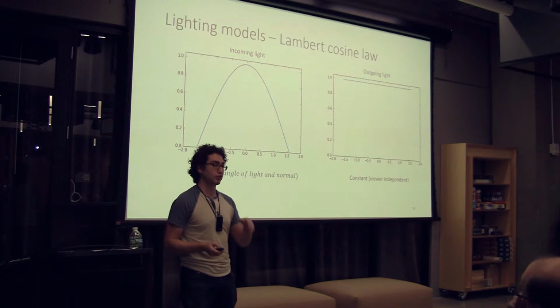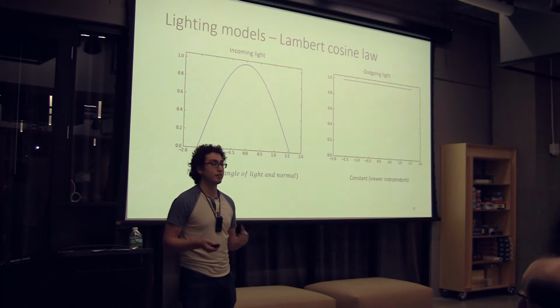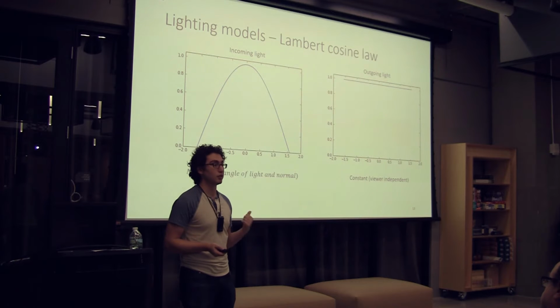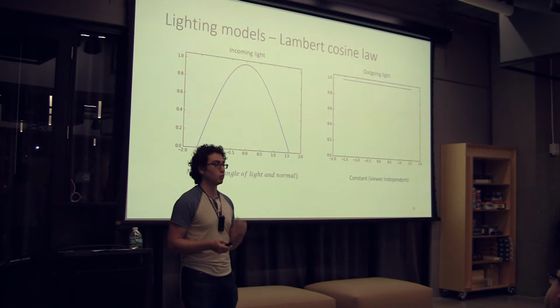For the outgoing light, the intensity of light that's going to bounce off, the amount of light that's going to go in any direction, in the case of Lambert's cosine law, is constant. It's viewer independent. No matter where you're viewing the surface from, you're going to get the same intensity of light. We're going to see other functions that deal with this incoming and outgoing light for which that isn't the case, where where you're viewing from matters a lot. You can think of mirror reflection as an example of this.